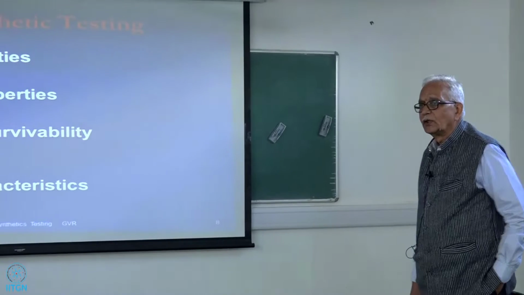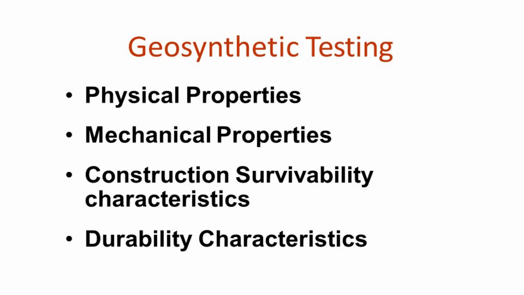So then of course, there are 4 ways in which you can test these materials. We can group them into 4 different ways. One of course is what we can call physical properties. Second is the mechanical properties. Third is the survivability during construction. And fourth is durability.